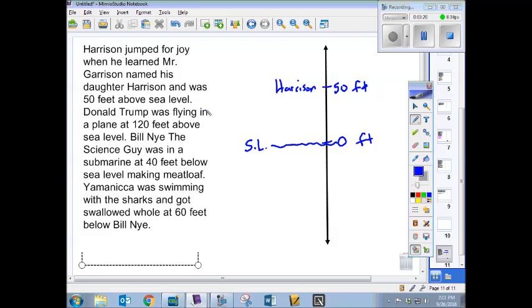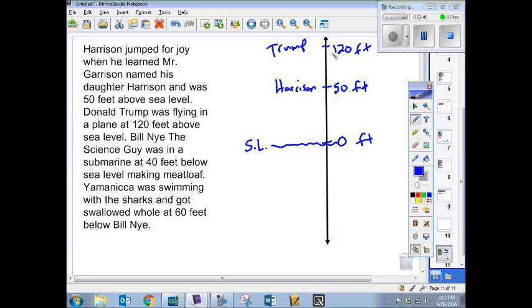Agreed? Now, we know that Donald Trump was flying in a plane at 120 feet above sea level. So somebody explain to me, where is Donald Trump at? Basically, if I'm looking right here, where is he going to be at, Reese? He's going to be up here above Harrison at what? He's going to be up here at 120 feet.